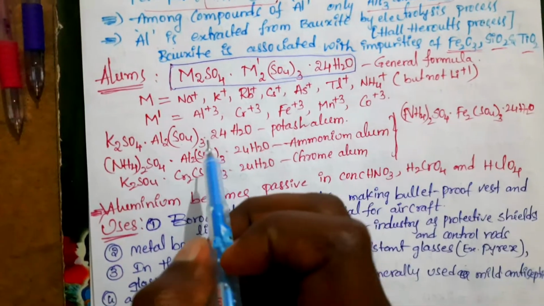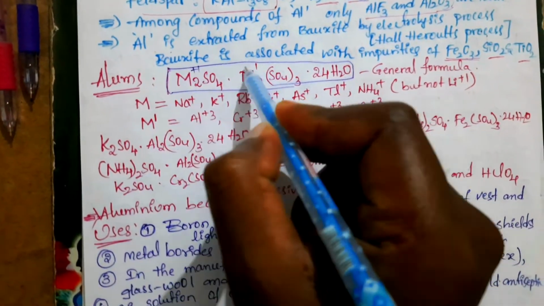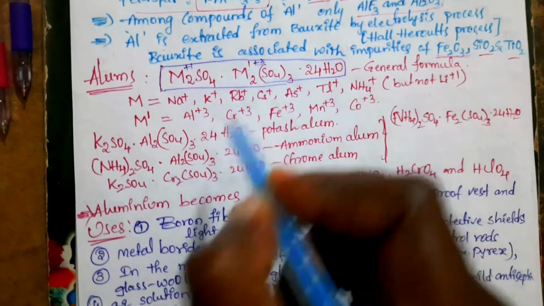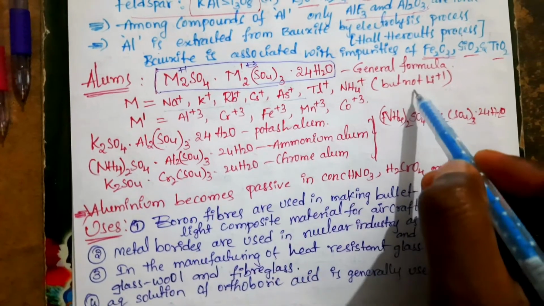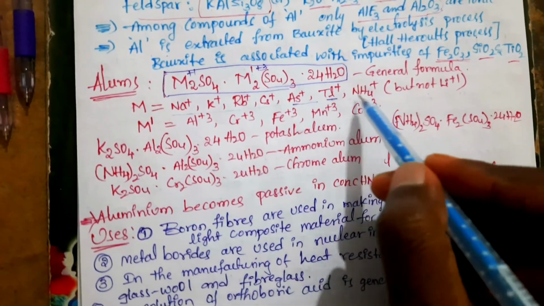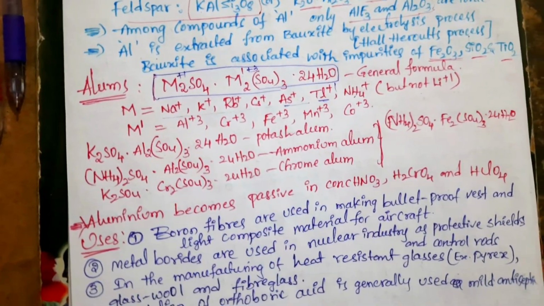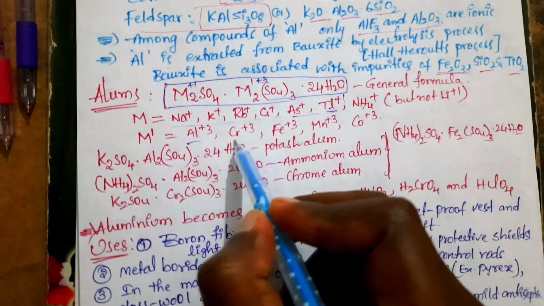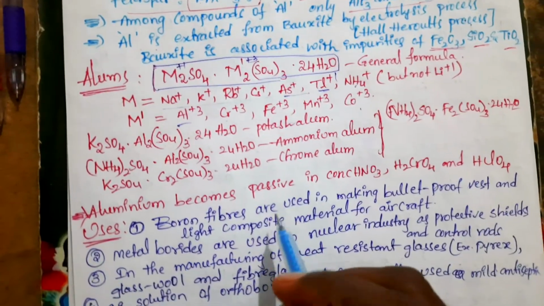It is a general formula of alums. Here M will be in +1 oxidation state, and M' is in +3 oxidation state. You can see sodium, all alkali metals except lithium, and also arsenic +1, thallium +1 and the ammonium ion can form alums. Whereas aluminium +3, chromium +3, Fe +3, Mn +3, Co +3, these all can form alums.